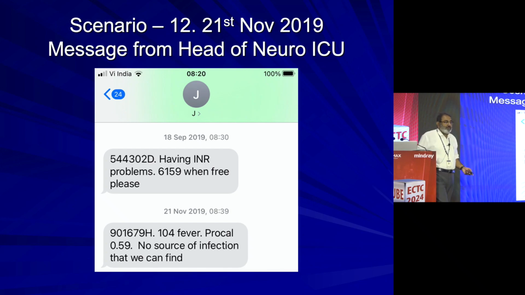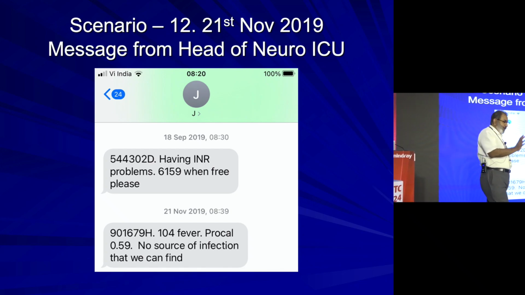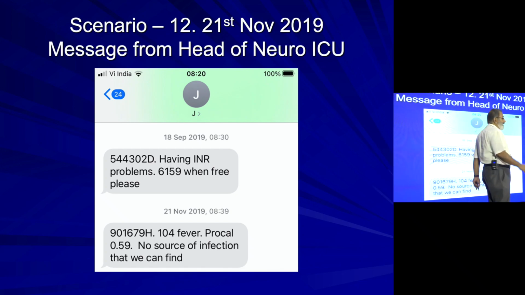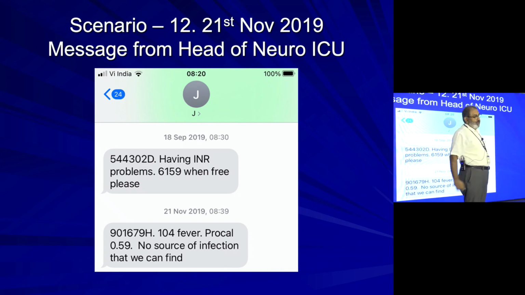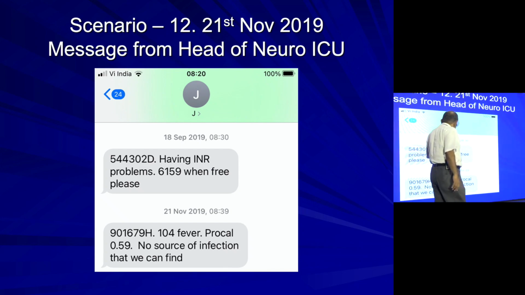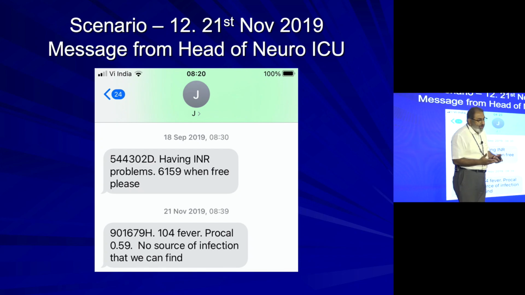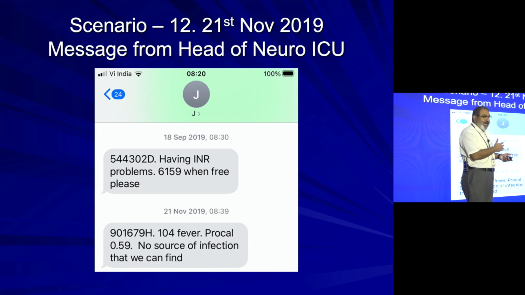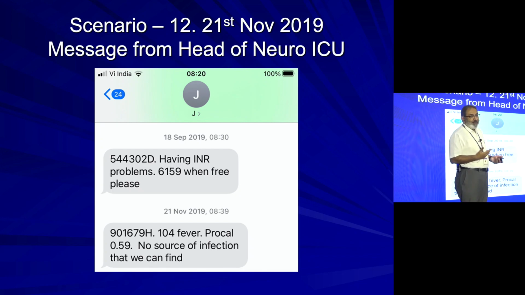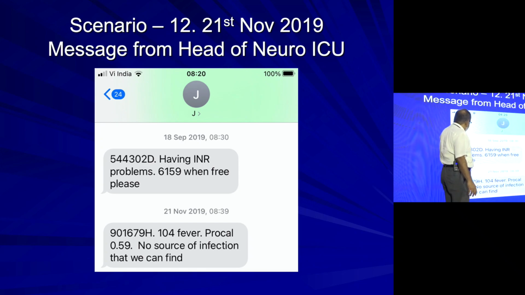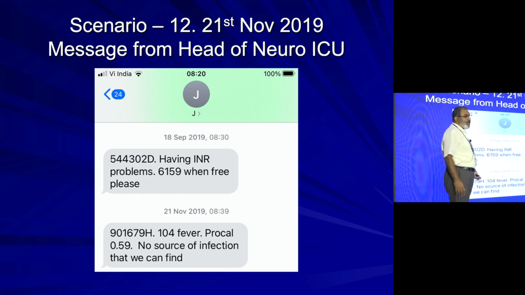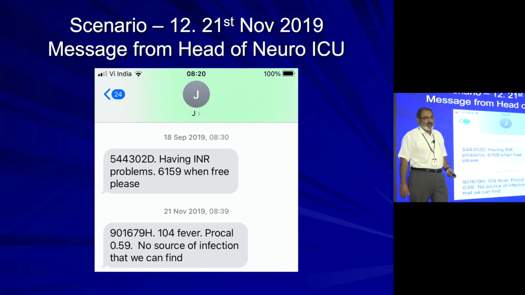Now, I get a call from a neuro ICU doctor, 43-year-old female. He always calls me, no, now you must realize, not he calls me. I actually live a tough life. I get all these doctors who call me like this with information. 104 fever, procalcitonin is 0.59. No source of infection we can find.